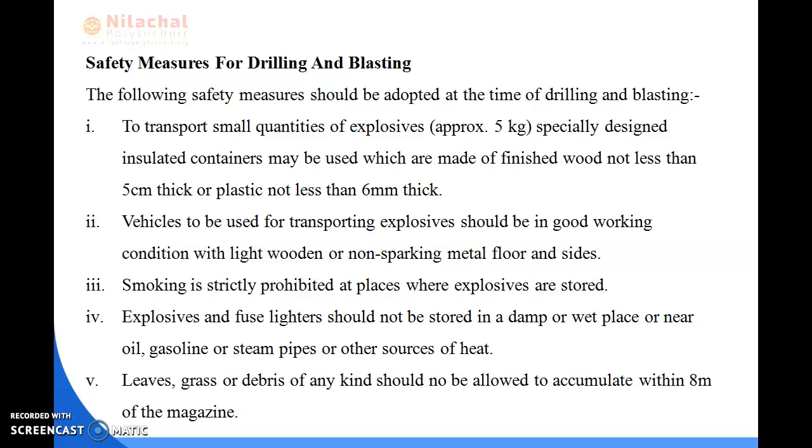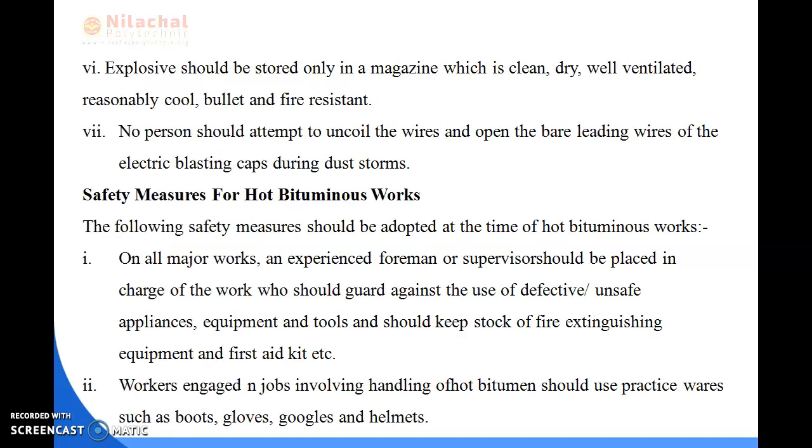Smoking is strictly prohibited at places where the explosives are stored. Explosives and fuse lighters should not be stored in a damp or wet place or near oil, gasoline, steam pipes or other sources of heat. Leaves, grass or debris of any kind should not be allowed to accumulate within 8 meters of the site. Next, explosives should be stored only in the magazine which is clean, dry, well ventilated and reasonably cool, bullet and fire resistant.